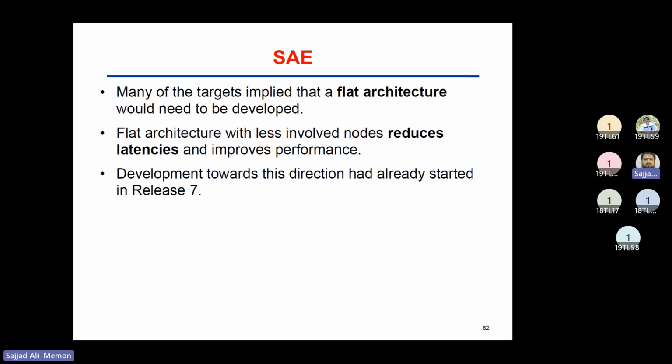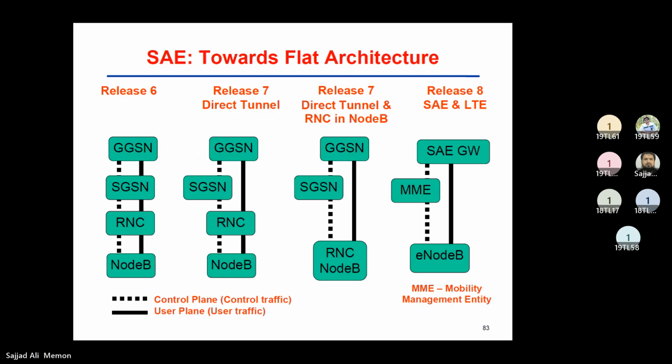So many of the targets implied that a flat architecture would need to be developed. Flat architecture with fewer nodes involved reduces latency and improves performance. So the development in this direction had already started in release 7. This is how different nodes have been removed from the LTE architecture, released in 2008, from 2006 to 2008. So these were the developments you can see.